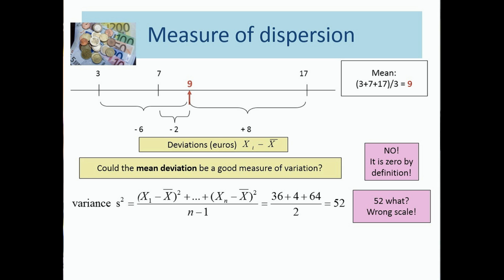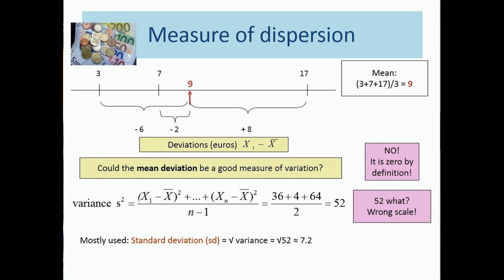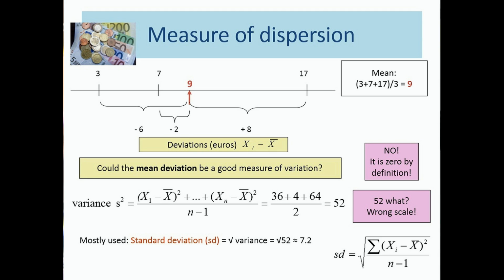To overcome this problem, the most commonly used measure of variation, the so-called standard deviation, is defined as the square root of the variance. In our example, standard deviation equals the square root of 52, and that's almost 7.2. This is in euros, and it's an estimate for the mean distance of the observations to the mean. In a formula, the standard deviation is given like this.